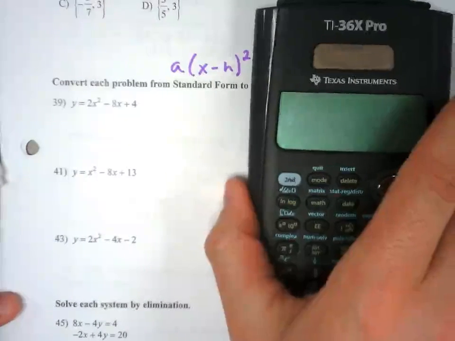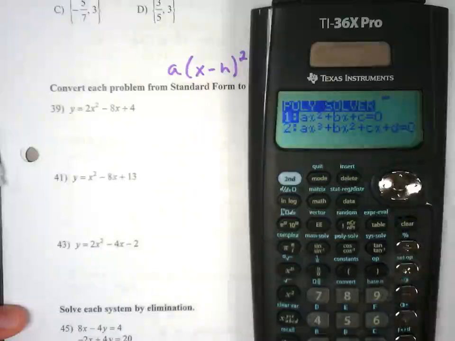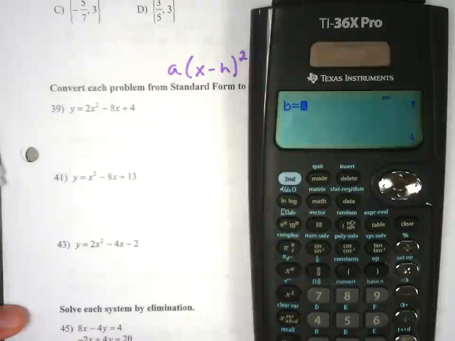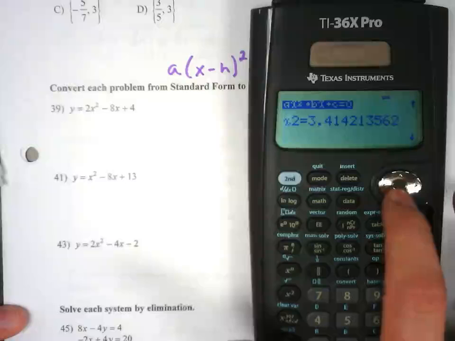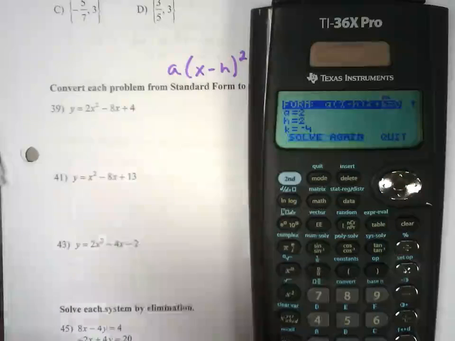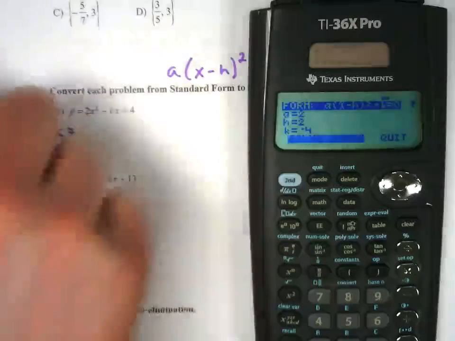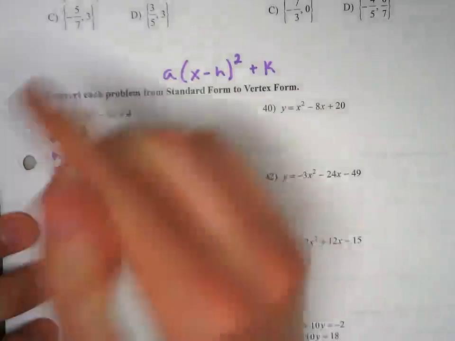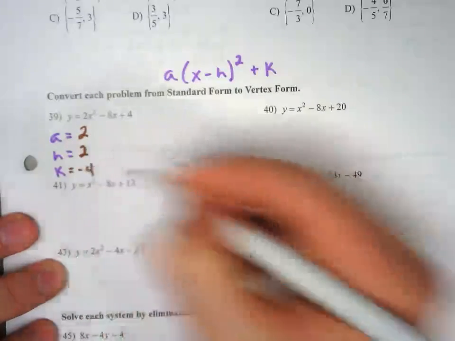So I'm going to show you how to solve these problems. We're going to put these into polysolve. So second polysolve, you're going to press enter, and you're just going to plug in your A, B, and C. So 2, we're doing number 39, negative 8, and positive 4. You press solve, and you're not worried about these solutions here. You're going to go all the way down to the bottom where it says A, H, and K. So our A equals 2, our H is 2 as well, and our K equals negative 4.